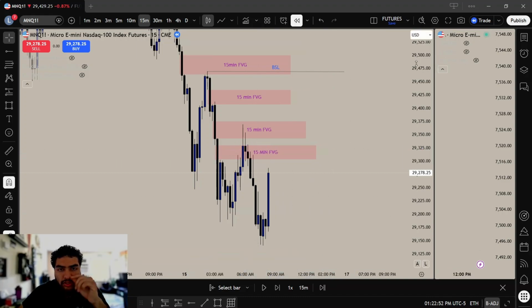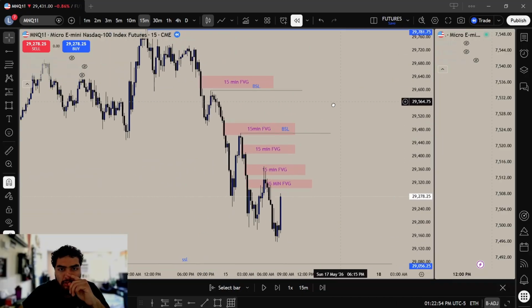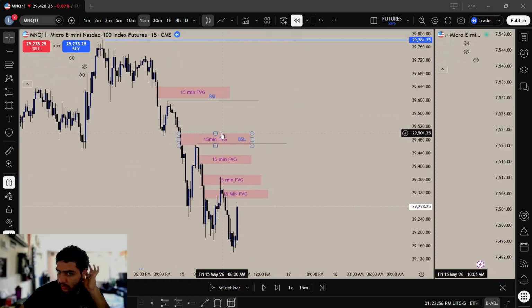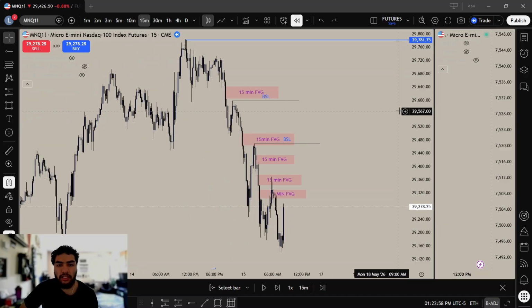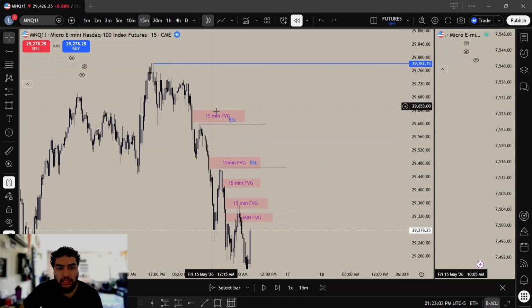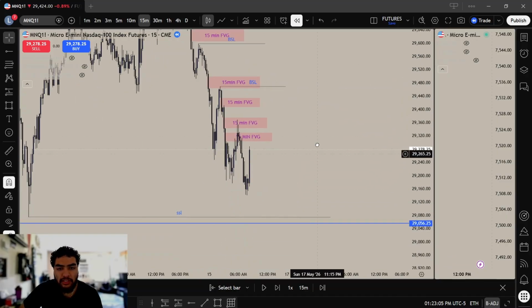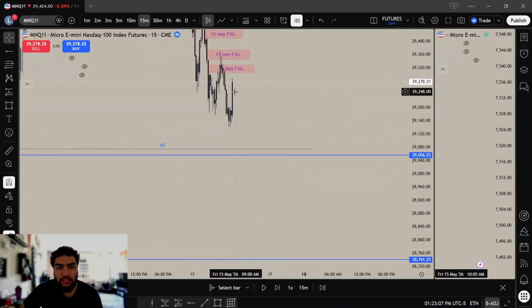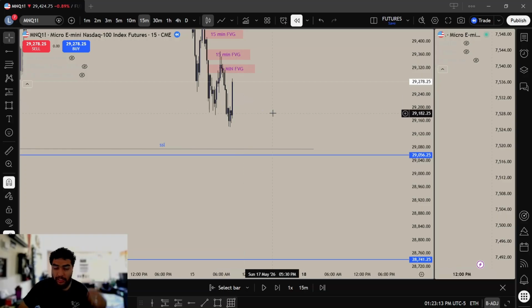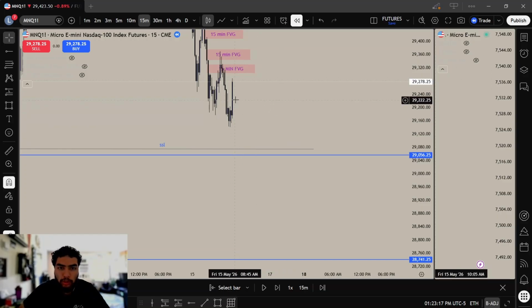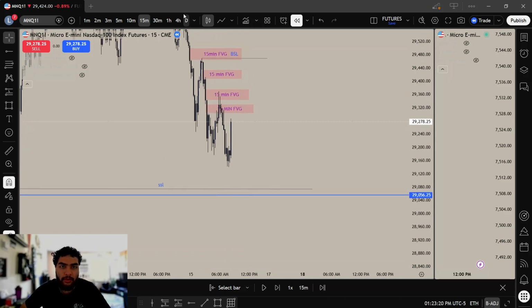Hopefully, if we disrespect all of these, I think if we disrespect this one, we'll be targeting this buy side liquidity. And then if we disrespect this one, we'll be targeting all-time highs. And if we respect them and then make more bearish fair value gaps, we'll see. And if we make bullish fair value gaps right here and then disrespect them, let's drop down to the 5-minute time frame right now.